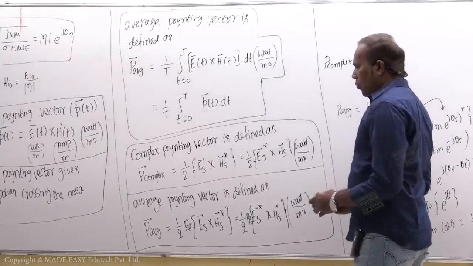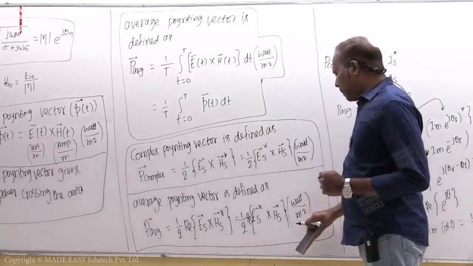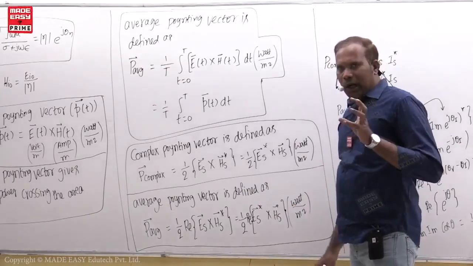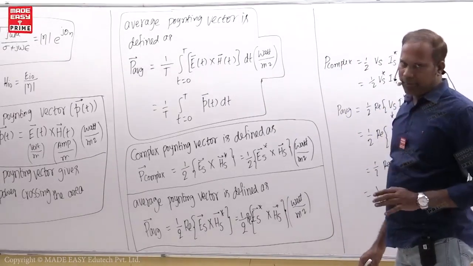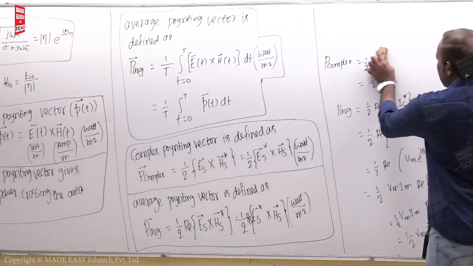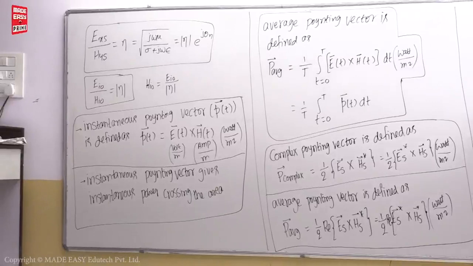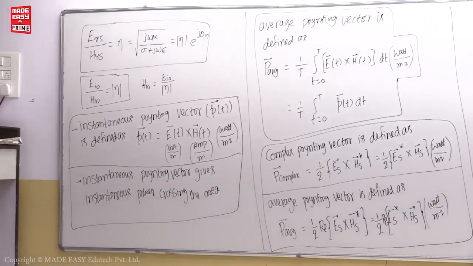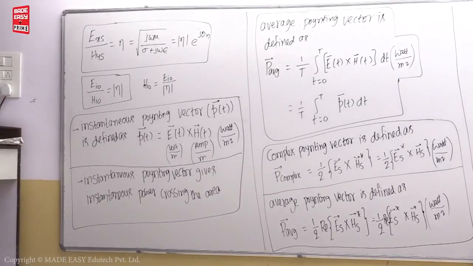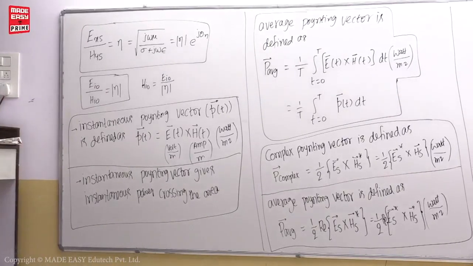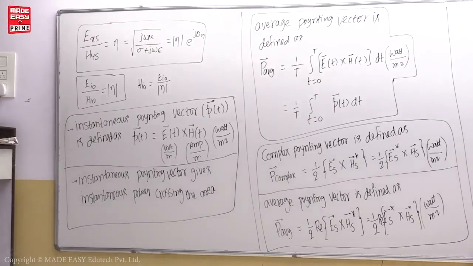Now once you have the average Poynting vector, whose unit is watt per meter square, you take the dot product with the surface vector, and then you get the power crossing the surface. Power crossing the surface, that is also one of the formulas. So average power crossing the surface, or otherwise average power passing through any surface, both are the same.